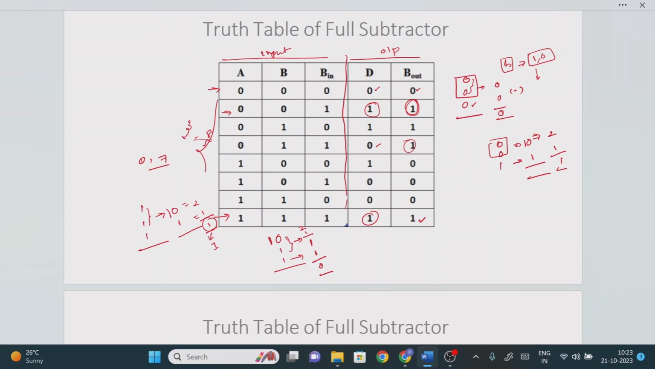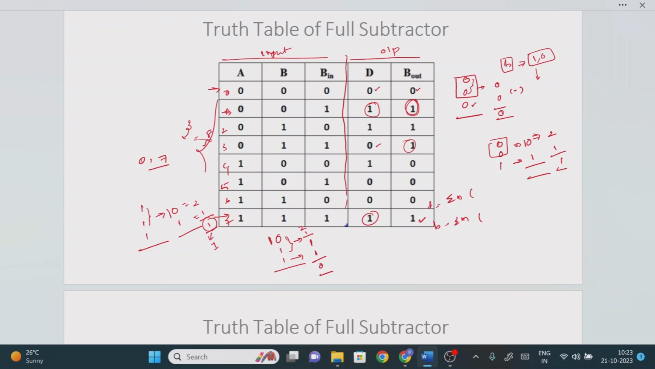So like this we need to fill up this entire table. After the truth table is completed, the next step is that we need to find out the minterms. How many minterms do we need to find? Two: one for difference and another one for borrow, because we have 2 outputs. So let me write down numbers so that it will be easy for you to understand: 0 1 2 3 4 5 6 7.